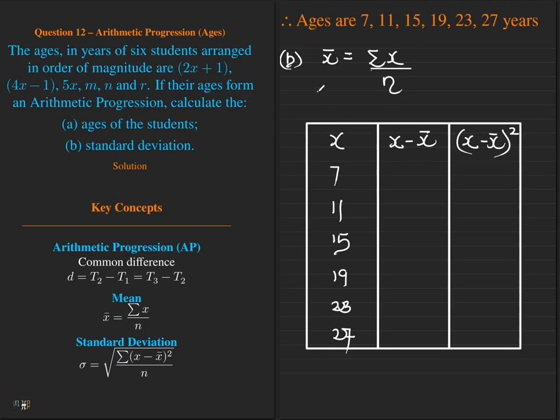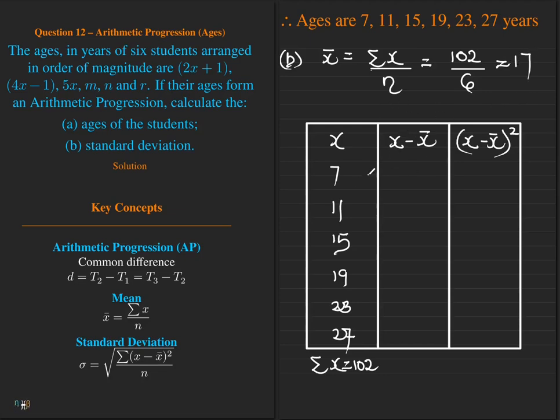Now the sum of all of this, that is the sum of x, is going to be equal to 7 plus 11, and so on. If we add all of this, we have 102. Now, since we have the sum, we can find the mean. The mean would simply be 102 all over 6, since there are 6 entities. And that is going to give us 17.